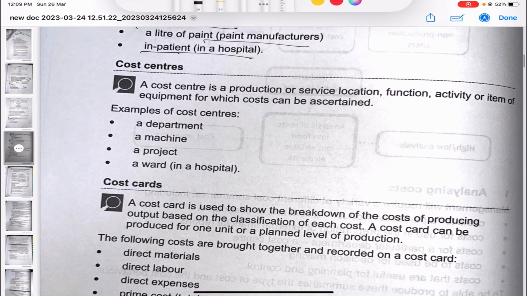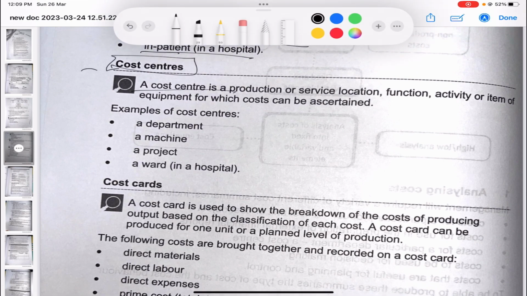Now we have what a cost center is. A cost center is a production or a service location, function, activity, or item of equipment where costs can be ascertained. So for a department, you can ascertain the cost. You can ascertain the cost of a machine, a project, a ward. So that is what a cost center is, we have discussed.